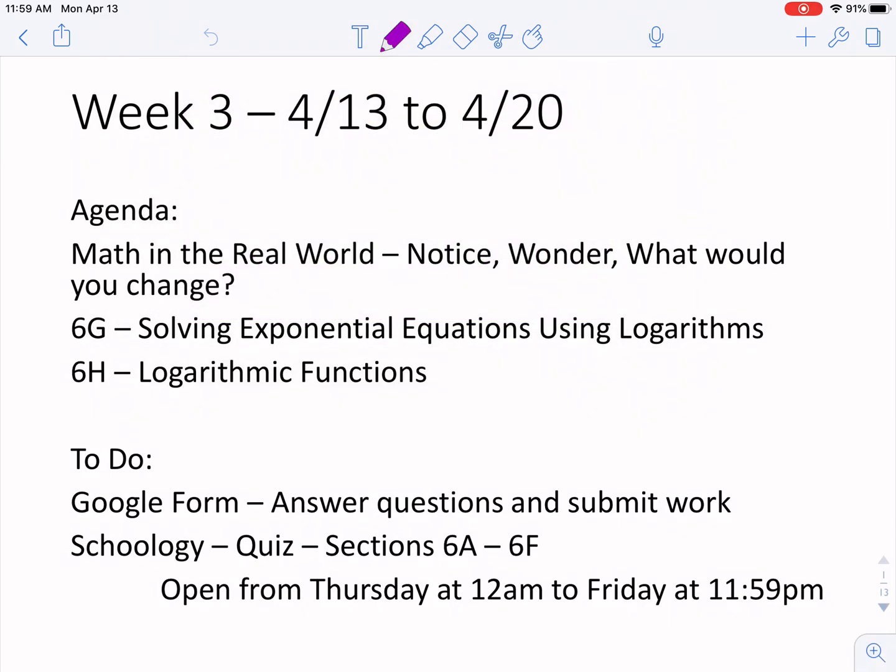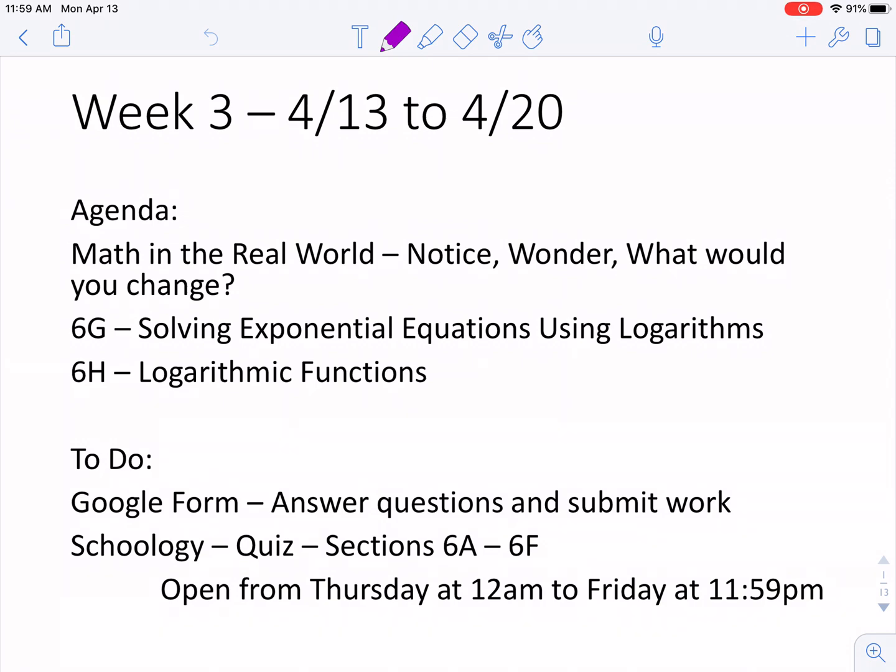But I do have an agenda for you, and I do have some math, and I do have some to-dos for you. So, our agenda, we're going to talk about math in the real world. We're going to talk about what do you notice, what do you wonder, what would you change. We're going to talk about section 6G, which is solving exponential equations using logarithms, and 6H, which is logarithmic functions.